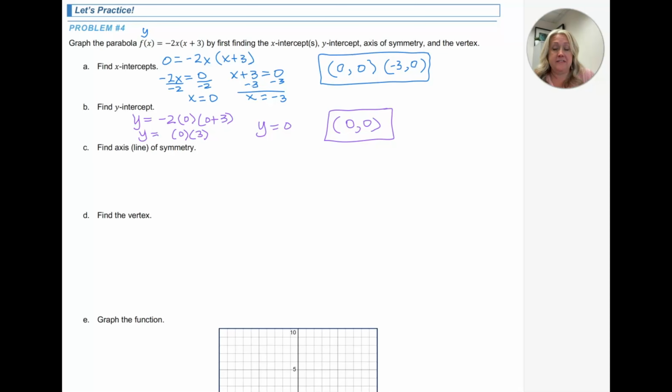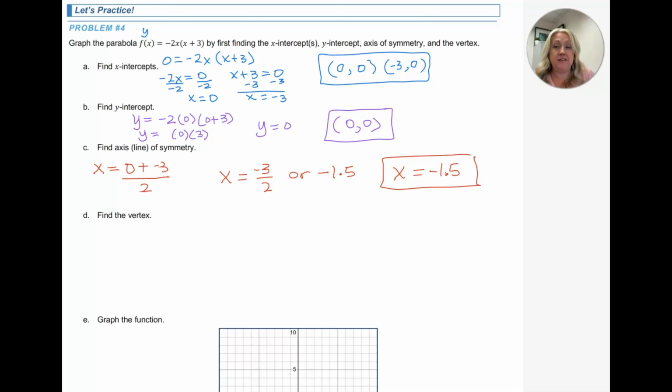Now let's find the line of symmetry. Remember, our line of symmetry is halfway in between our two x-intercepts. So we'll have x equals, one of our x values was 0, plus our other x value, which is negative 3, and then divide by 2, because we're finding the average, the middle, exactly halfway between these. So x equals negative 3 over 2, which is negative 1.5. So let's just call it x equals negative 1.5.